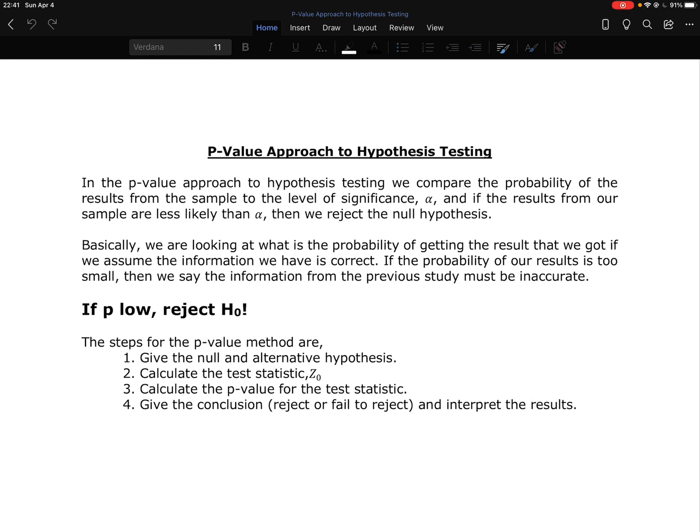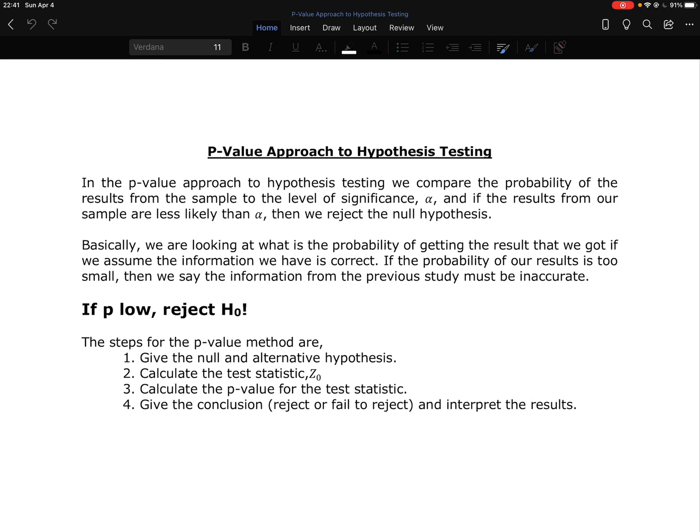So in the p-value approach to a hypothesis test, we are going to compare the probability of the results from our sample to a level of significance alpha. Notice that alpha is the same symbol that we had for the type 1 error. If the results from our sample are less likely than alpha, then we reject the null hypothesis. So we are looking at that probability of a type 1 error, that's what alpha is. And then if our sample results are smaller than that, then we reject the null hypothesis.